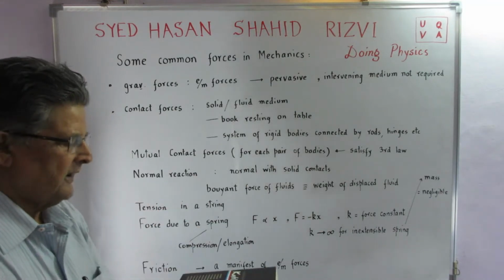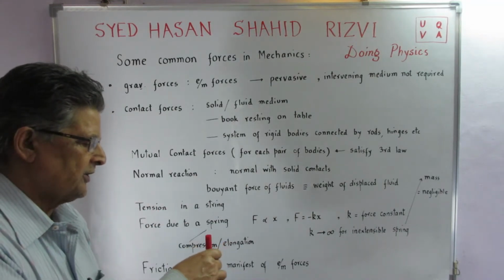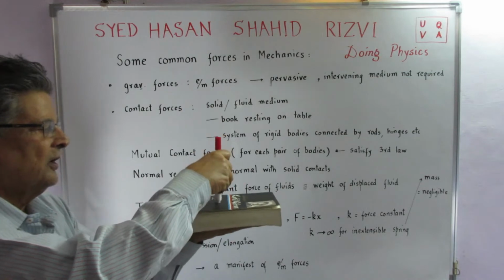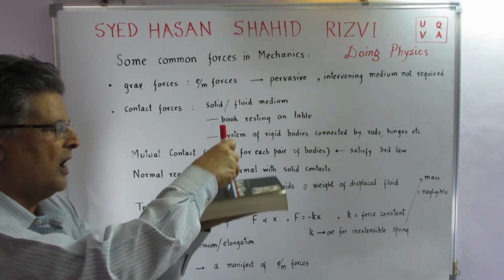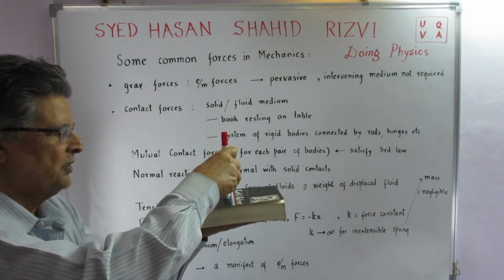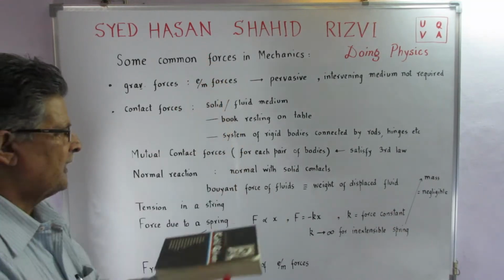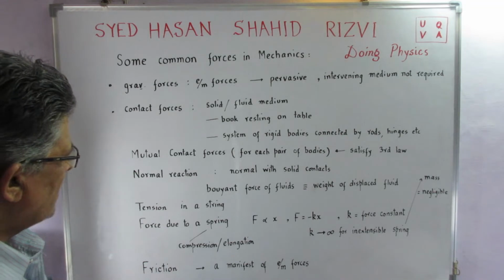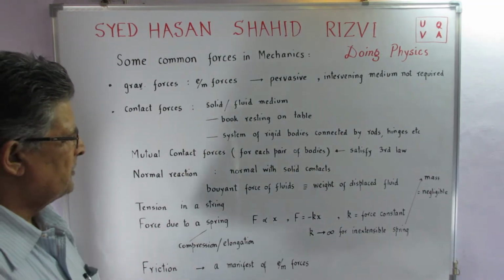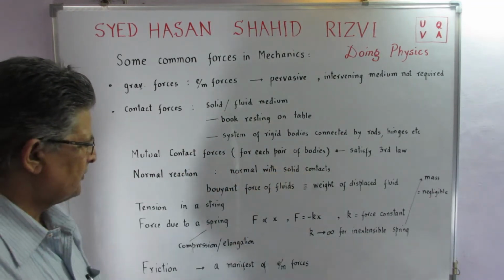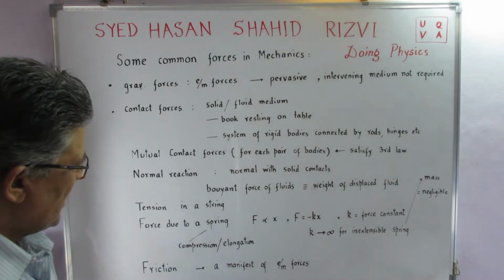Like in this case, the normal reaction will be upward for the palm putting a force on this, or the tabletop putting a force in the normal direction. So the normal reaction force we call with solid contacts. We have to understand that.